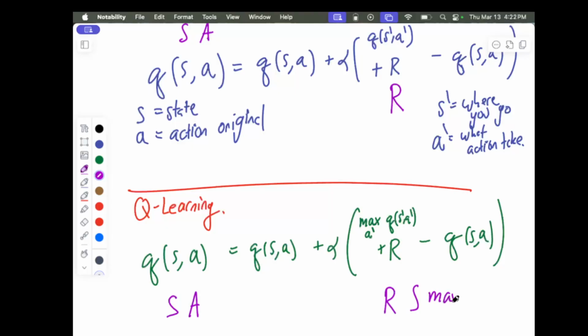That would have been a better name. SARS maxa. That's Q learning. I don't know why they called it Q learning. It's a terrible name because obviously everything is with Q. Everything is Q learning, so don't call it Q learning. So you take the maximum over all the possible actions.